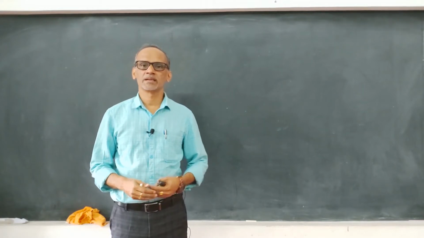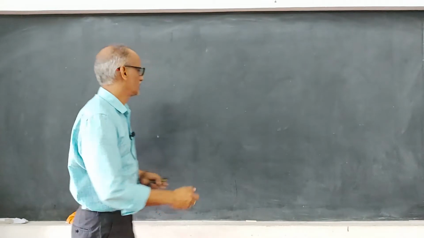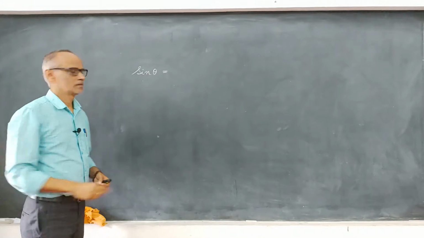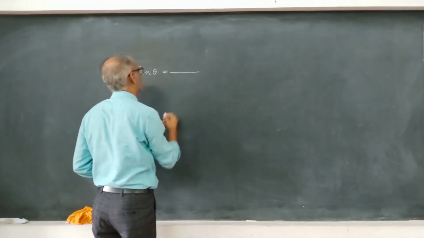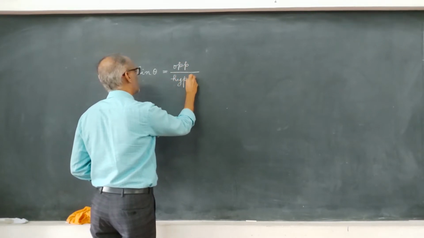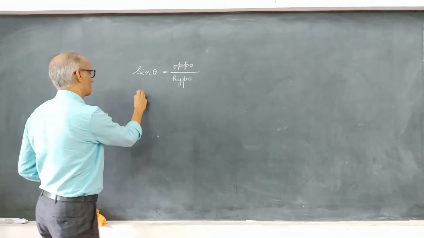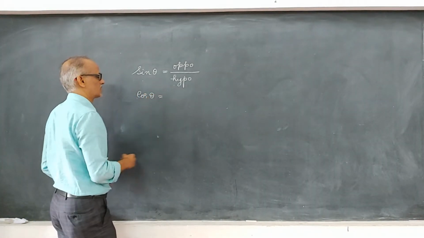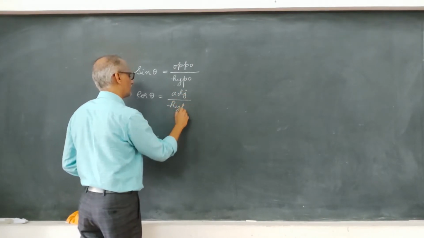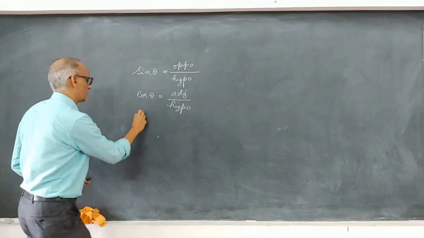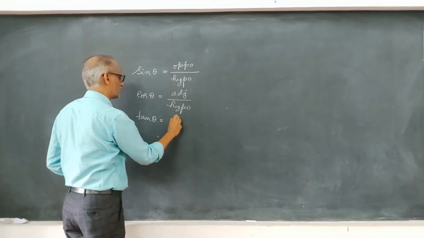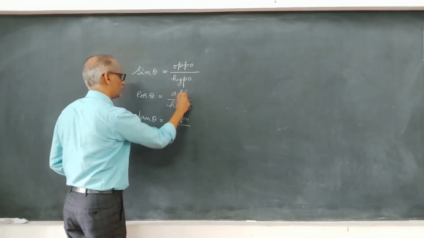Dear students, in the last class I explained the trigonometric functions. The first one is the sine of an angle. Sine of an angle is defined as the ratio of the opposite side by the hypotenuse. Cos of an angle is defined as the ratio of the adjacent side by the hypotenuse, whereas tan of an angle is defined as the ratio of the opposite by the adjacent.